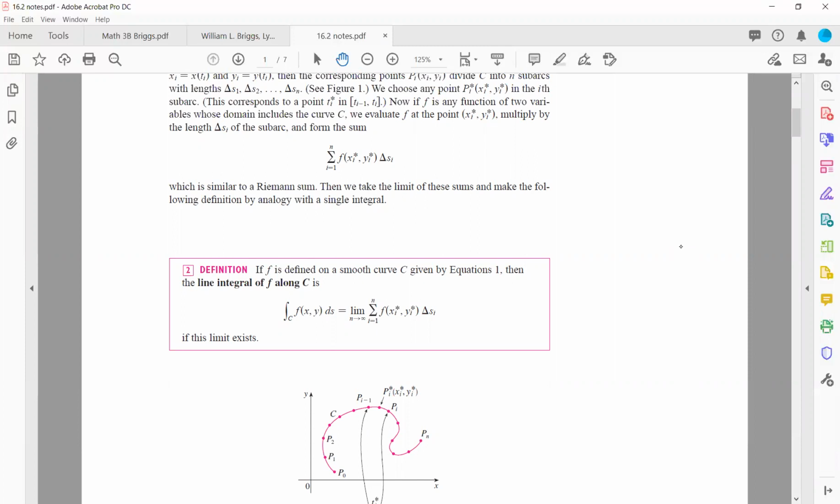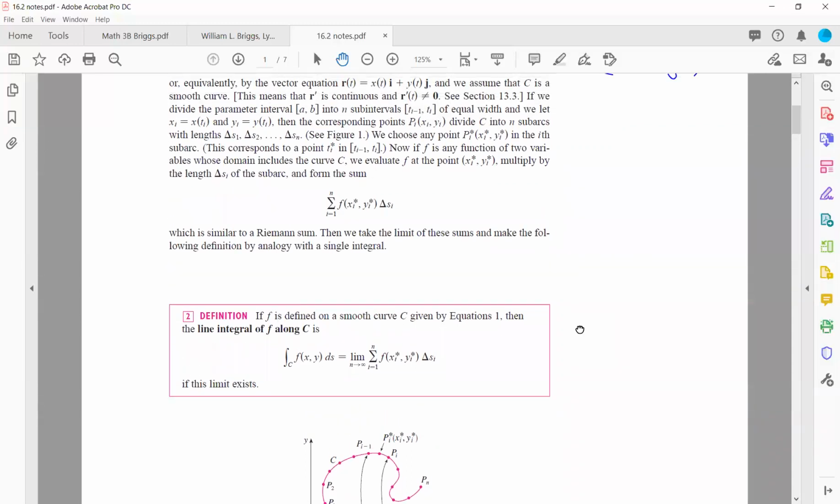So to define the integral of function f on a smooth curve C, we can define the line integral of f along C as the integral of f(x, y) ds over C, which is nothing but the limit of the Riemann sum as n goes to infinity. And remember that if the limit exists, you say that the line integral of f over C exists.